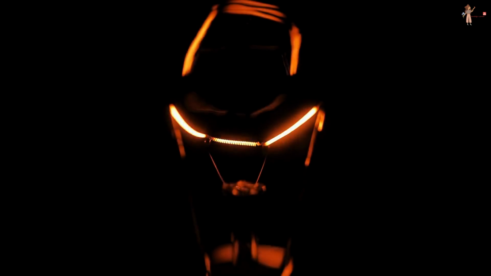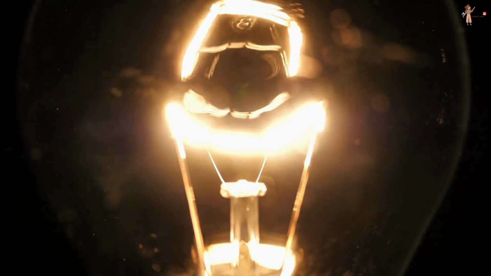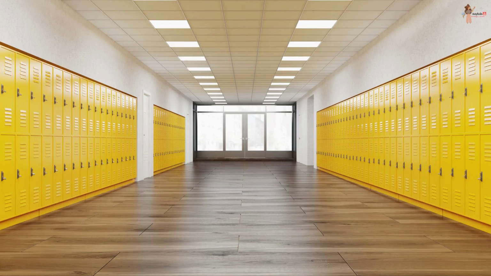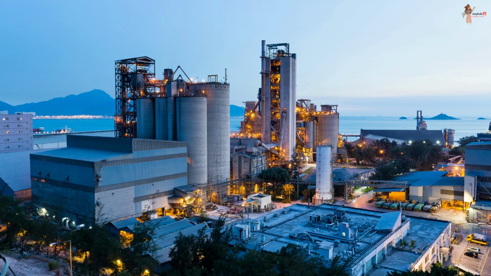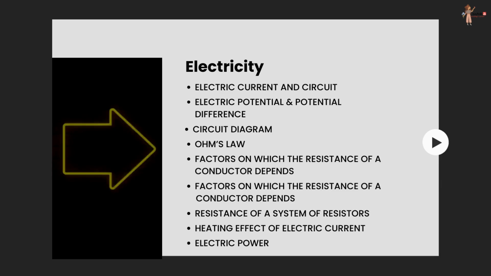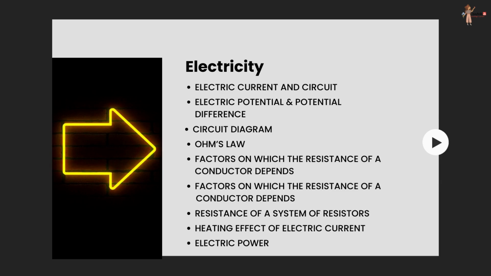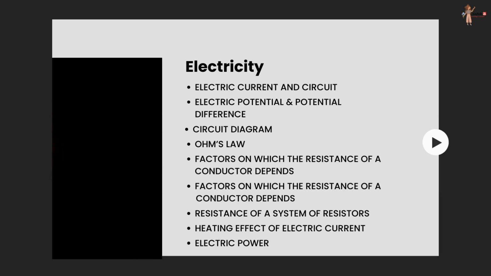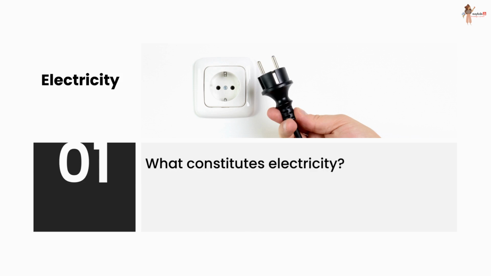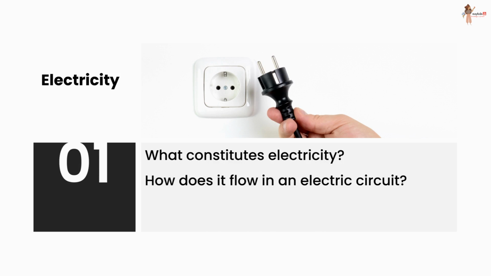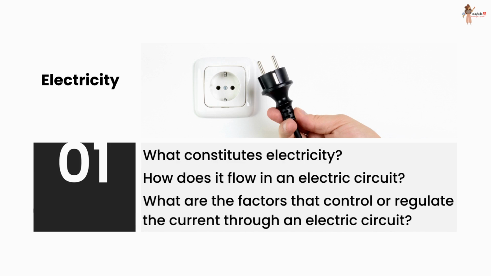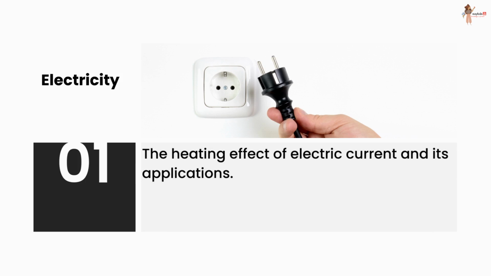Electricity has an important place in modern society. It is a controllable and convenient form of energy for a variety of uses in homes, schools, hospitals, industries, and so on. These are the main topics that we would be talking about in this chapter. But first, we need to understand what constitutes electricity. How does it flow in an electric circuit? What are the factors that control or regulate the current through an electric circuit? We shall also discuss the heating effect of electric current and its applications.